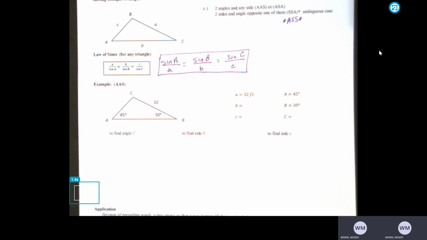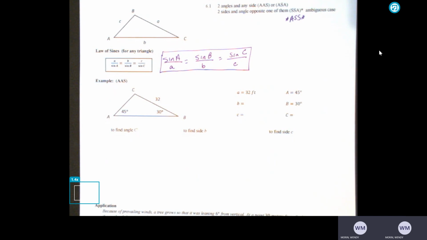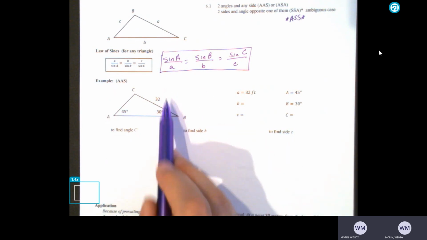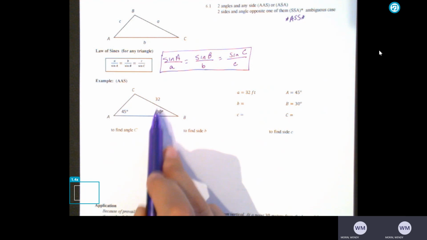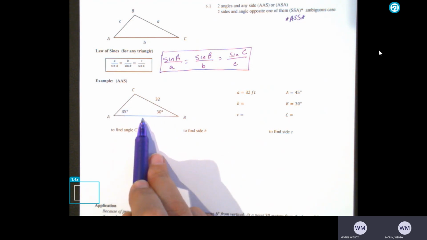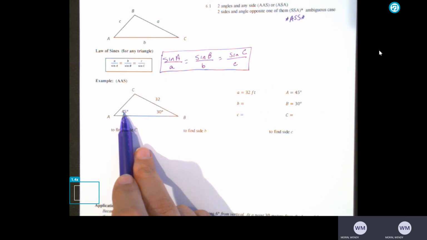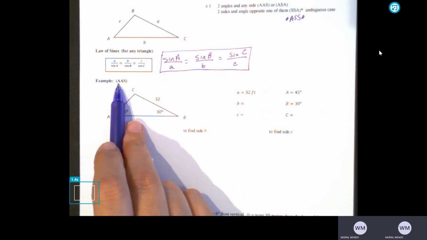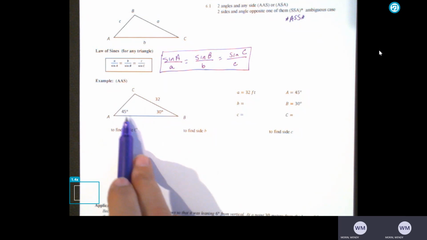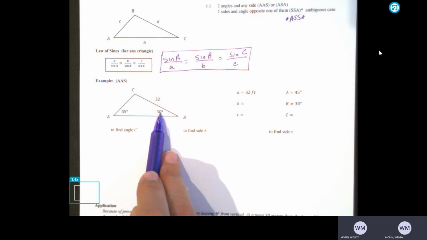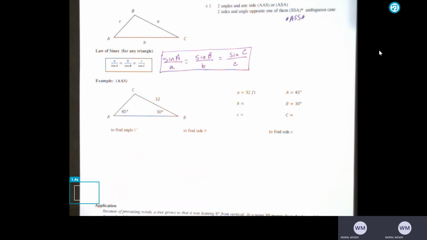Hopefully you remember from geometry how to read the given information. To read this, you can't go side, angle, angle, because you skipped this side. So this is angle, angle, side. That's the given information. You can go from an angle to an angle. So that's how you read that, angle, angle, side. All right, so we're going to find angle C.